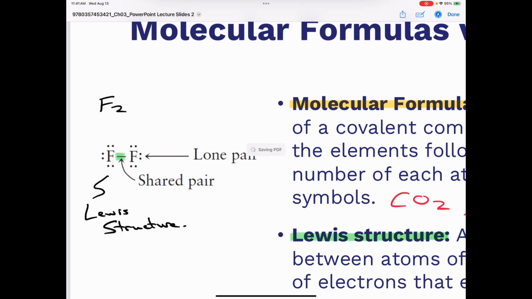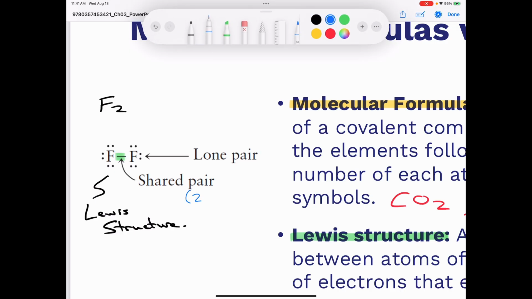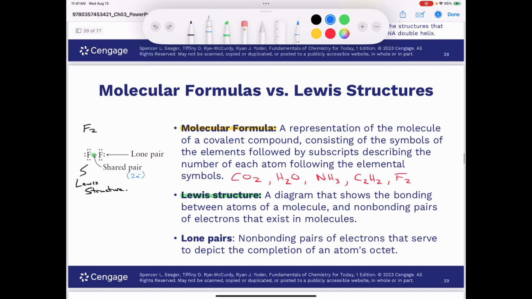Keep in mind the word pair means two electrons. And then all these pairs here, we call these lone pairs. You can see that in the fluorine molecule, there's a total of 6 lone pairs in here. And there's one shared pair between the two fluorines. So again, what is a lone pair? They're pairs of electrons that are non-bonding, and they serve to depict the completion of the atom's octet.